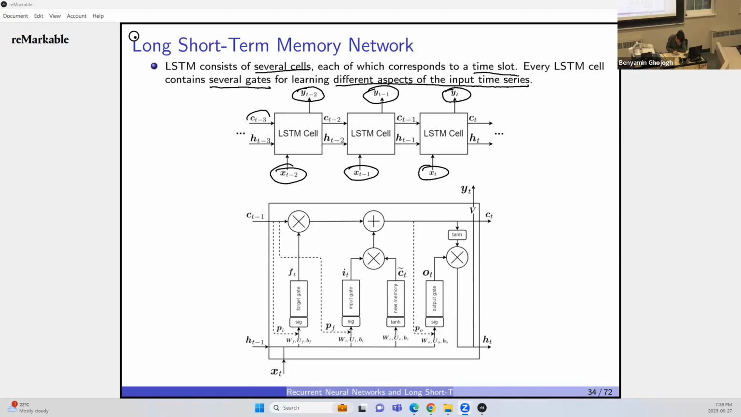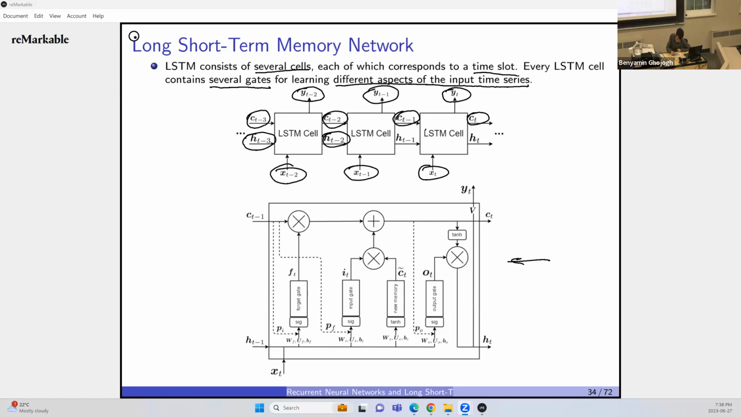And we have c_{t-3}, c_{t-2} between the cells. Also h_{t-3}, h_{t-2}, etc. between the cells. So the h's are the states, the hidden states. We also have an additional signal named c. We'll see that, okay? So this is the picture of one of the LSTM cells.